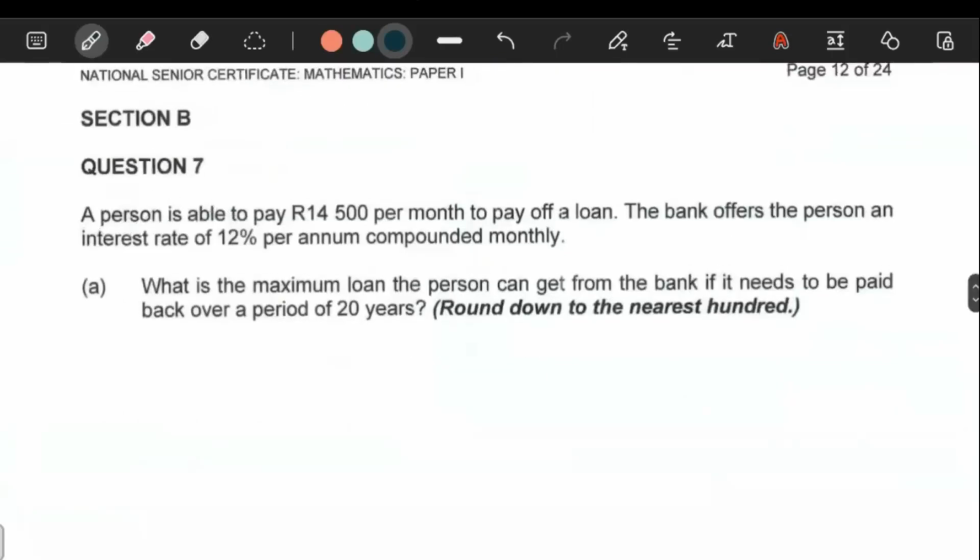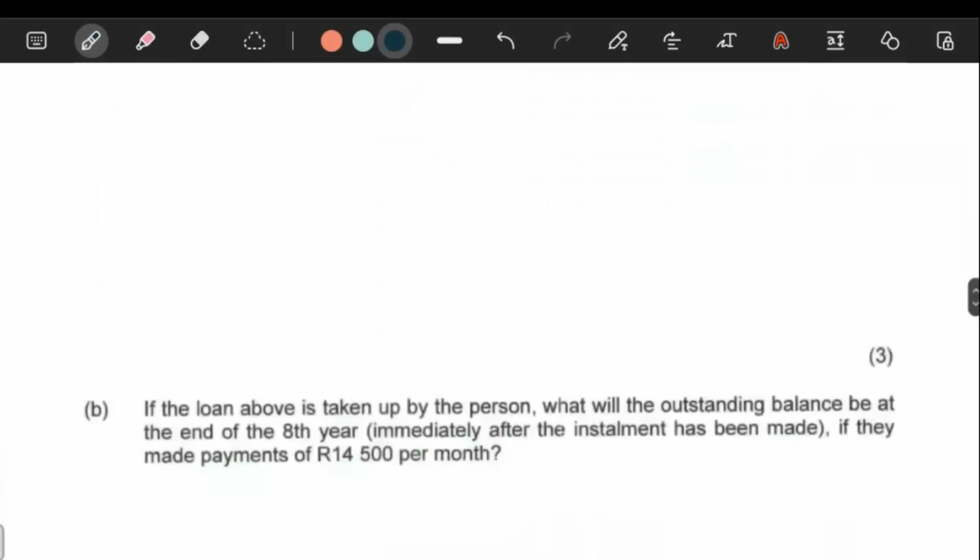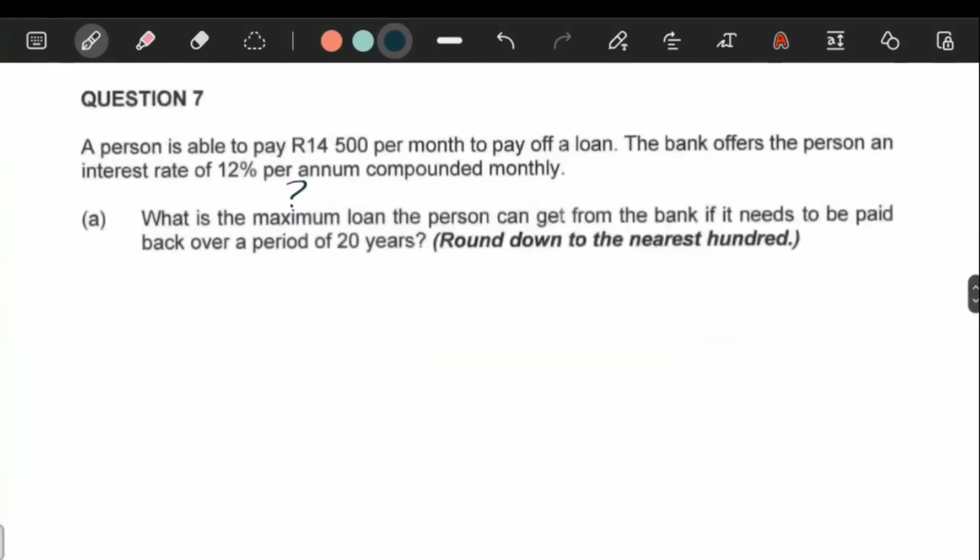It says a person is able to pay 14,500 per month to pay off a loan. The bank offers the person an interest rate of 12% per annum compounded monthly. What is the maximum loan the person can get from the bank if it needs to be paid back over a period of 20 years? So don't be sidetracked by the maximum part here. It really doesn't change much in terms of this being a normal, straightforward financial maths question, which is out of 3 anyways. So it's a loan that you took out. You just need to work out what that loan is or what that loan can be, right? If you're going to pay monthly installments of this much and you're going to pay it off over 20 years.